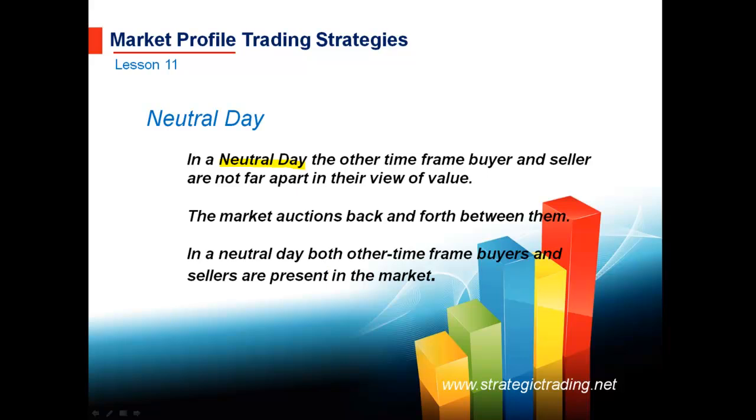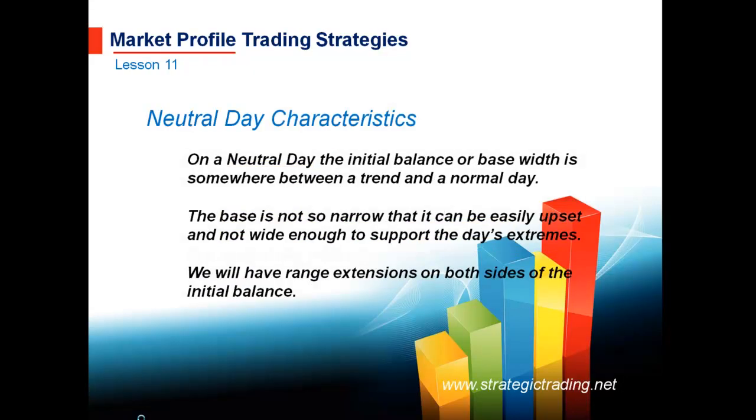So the market then starts to auction back and forth between this shared perception of value. So in a neutral day, what we see happening is the other time frame buyers and sellers are both actively present in the market. Of course, one of them is selling and one of them is buying, but they're both present in a neutral day. So here's what we begin to see happen.